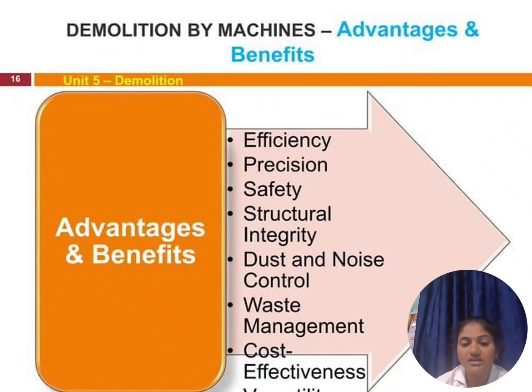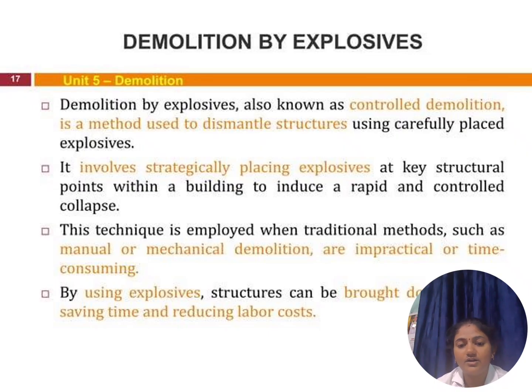And by using demolition by machines, we have the following advantages: we can attain efficiency and precision, safety, structural integrity, dust and noise control, waste management, and cost effectiveness. And then demolition by explosives is a controlled demolition for dismantling structures, where we use explosives instead of mechanical demolition or manual methods. And here, by saving time and reducing labor cost, demolition by explosives is considered.